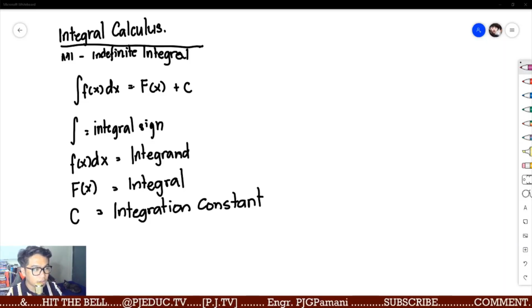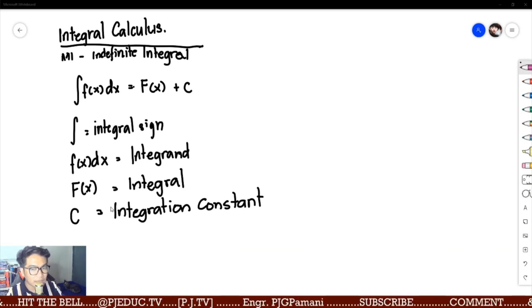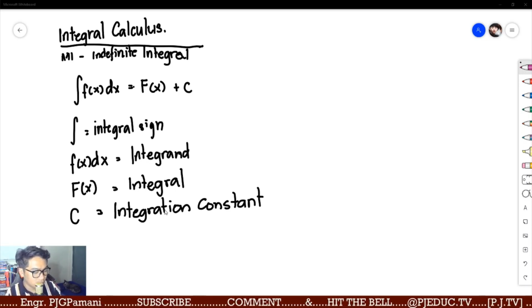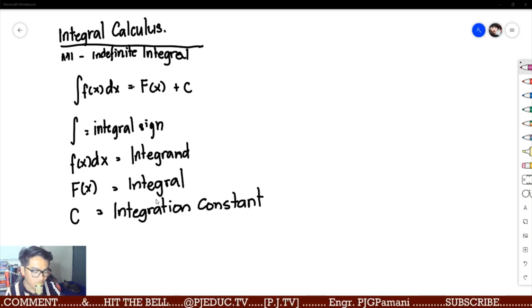So again, this one defines your integral sign. Functions of f dx is the term that we need to integrate, which is your integrand. After integrating that term, we'll have our integral form. Then always add at the end of the integrated form your integration constant. With that, there are several properties in which we then need to define an indefinite integral.